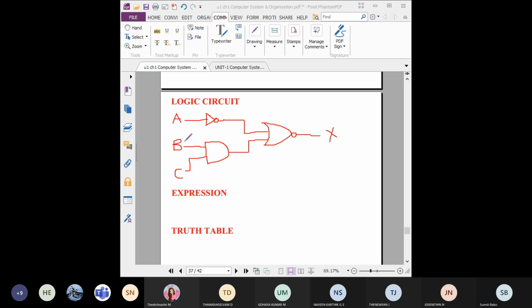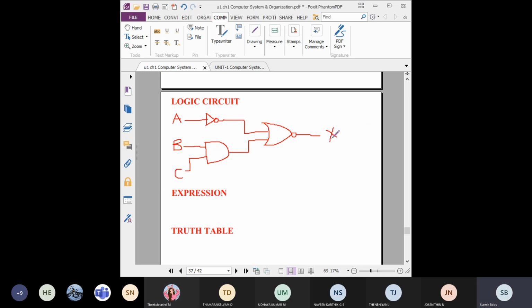From the logic circuit, the first things we should find are how many inputs there are, what the output variable is, and what logic gates they are using. First question: how many inputs? Three. Very good, A, B, C are inputs. What is the output variable? X. Very good.